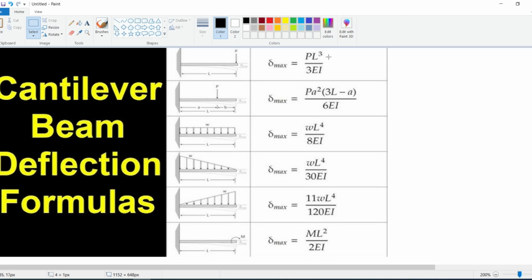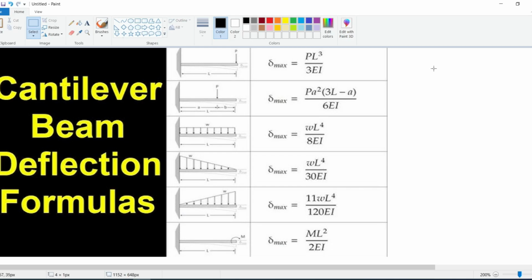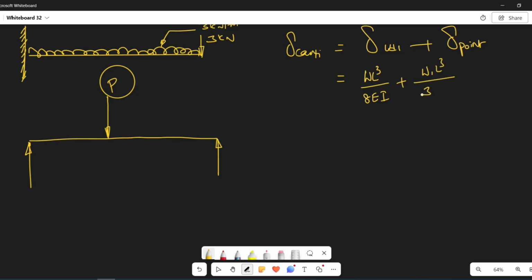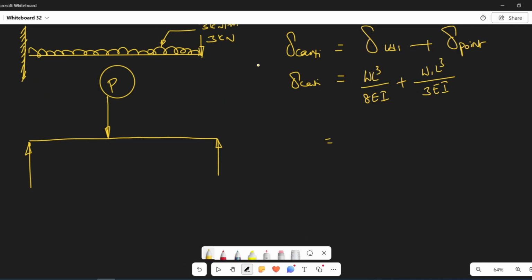For the point load, the deflection is W1 L cube by 3EI. Now this is the deflection of the cantilever. We have all the information, so we have enough.